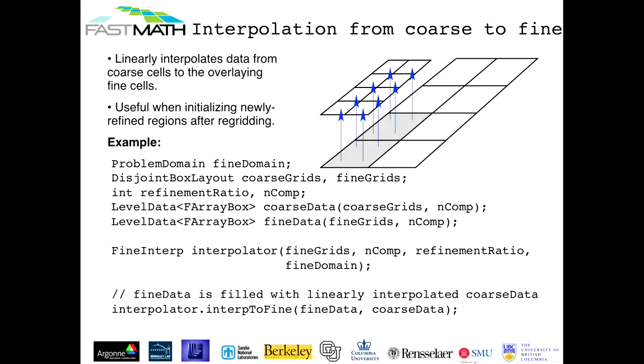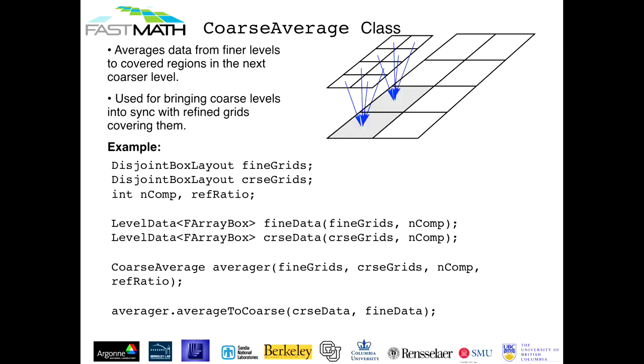You'll also use this when you've tagged a new region and you need to initialize the data in that region. So fine interp will fill that data in. There's the opposite operation, which is coarse average. Coarse average brings data from the fine grid down to the coarse grid. The actual algorithm, the actual stencil for doing that operation can be overridden. So if you have a special way of bringing your data from the fine grid to the coarse grid, you tell the coarse averager and it'll do that operation for you.